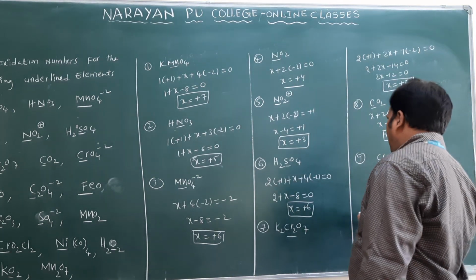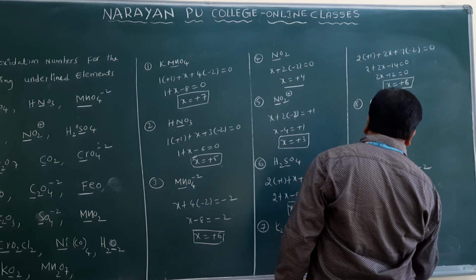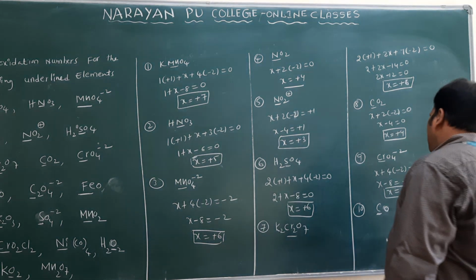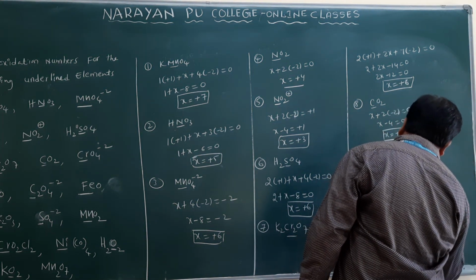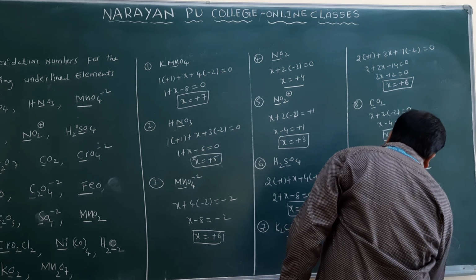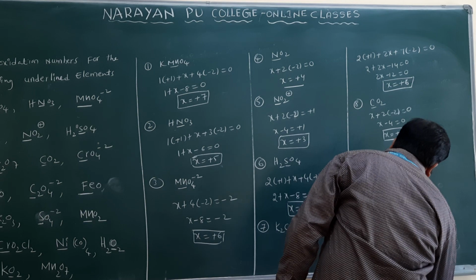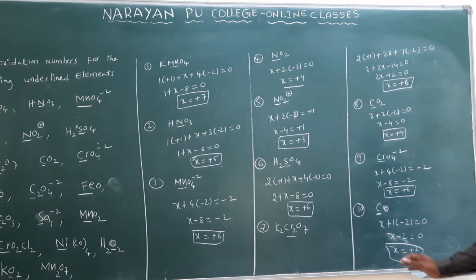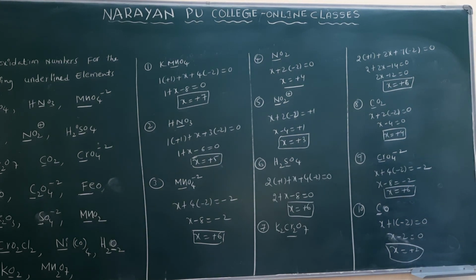What is the next one? We have carbon monoxide, CO. What can you find out? You can find out the carbon oxidation number only. So here I will write x plus 1 into minus 2 is equal to 0. From this, x minus 2 is equal to 0. x equals what? Plus 2 only. x equals plus 2. This is for carbon monoxide only. So we will complete up to carbon monoxide.